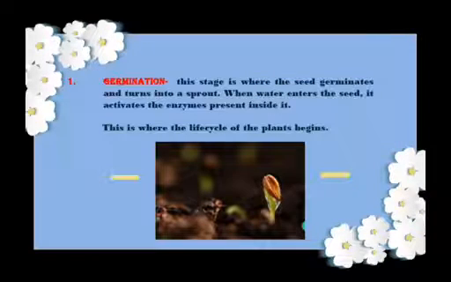Number 1, germination. This stage is where the seed germinates and turns into a sprout. When water enters the seed, it activates the enzymes present inside it. So dito naman sa germination, dito na nagsa-start yung seed mag-germinate and turns into a sprout. Kapag yung tubig pumasok na sa seed, it activates the enzymes present inside. So, this is where the life cycle of the plants begins. Dito daw nagsisimula yung life cycle ng plants dito sa germination.